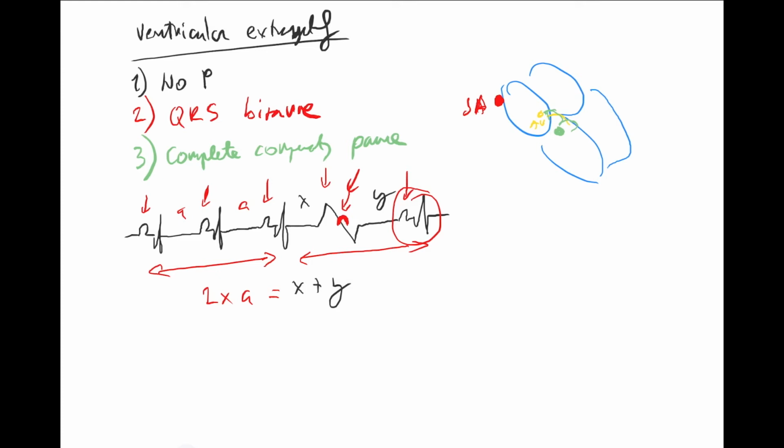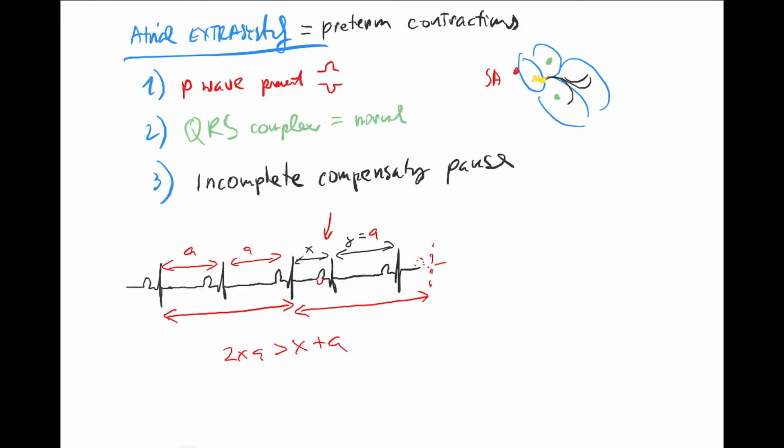In contrast to this, if we go back, what happened over here is the atrial extrasystole. And why is it an incomplete compensatory pause? Well, here's a P, here's a P, here's a P. But here are the cells which discharged and did the extrasystole. So they discharged the whole atria prematurely, but they also discharged the SA node.